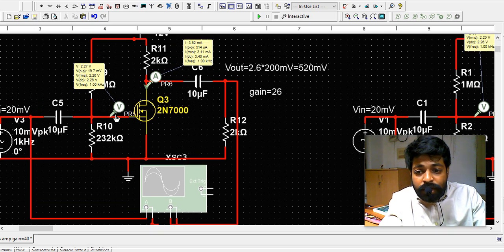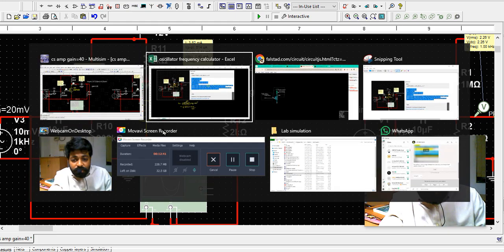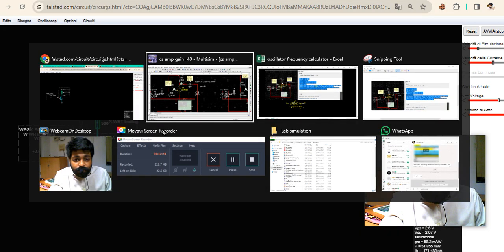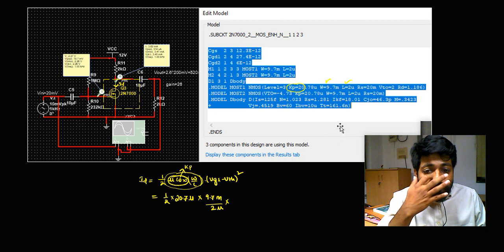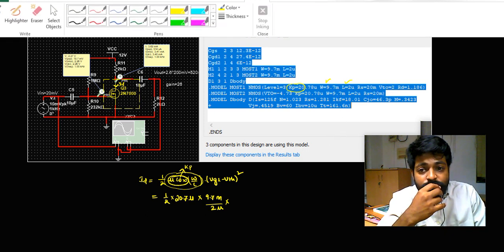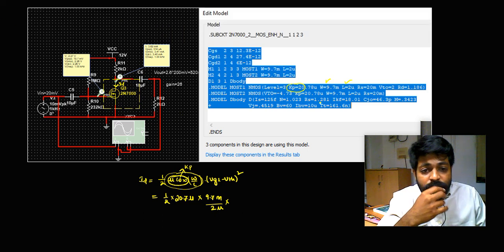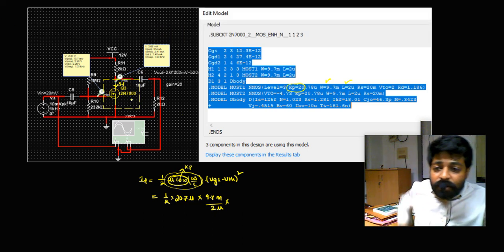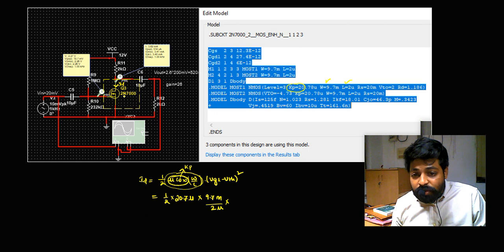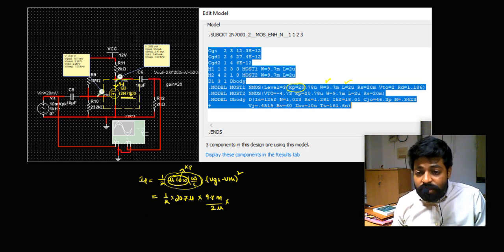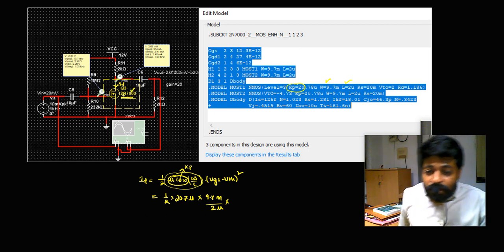So the gate voltage over here is 2.26. VGS is nothing but 2.26, and we already know the threshold voltage mentioned over here is around 2 volts. I'm taking these values based on the type of transistor I'm trying to use, the 2N7000, which I already used in the lab. That's why I'm taking the same transistor.